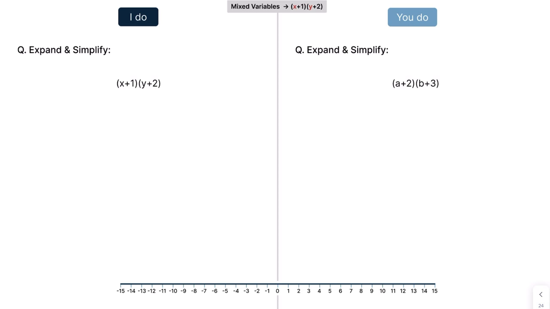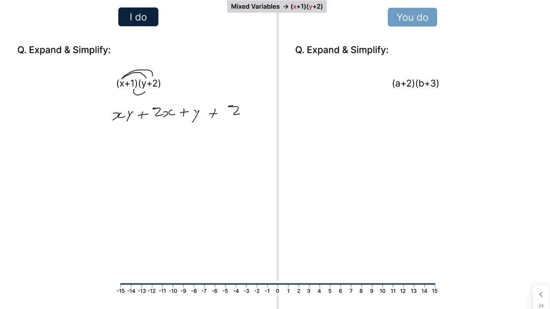And now we've got mixed variables. So in this, we have got an x in one bracket and the y in the other bracket. So we're going to do the exact same thing. X times y is xy, plus x times 2 is 2x, plus 1 times y, which is y, plus 1 times 2, which is 2. So in this case, there are no like terms to collect. So we can leave the answer as it is.